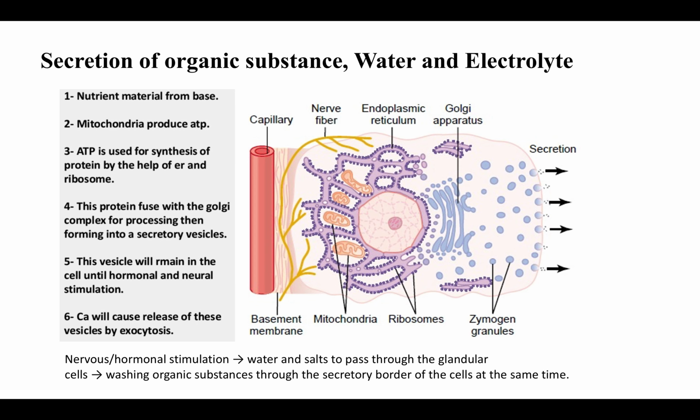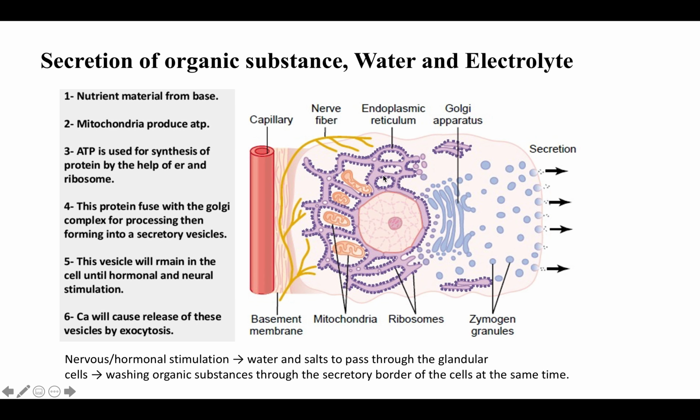Now the mechanisms of how the organic substances, water and electrolytes are secreted by the gastric glands. Firstly, the nutrient substances come from the circulation at the base of the cell, from the capillary, and there at the base of the cell there are a lot of mitochondria, which are important for the production of the ATP required for the synthesis of the protein at the endoplasmic reticulum and the ribosomes.